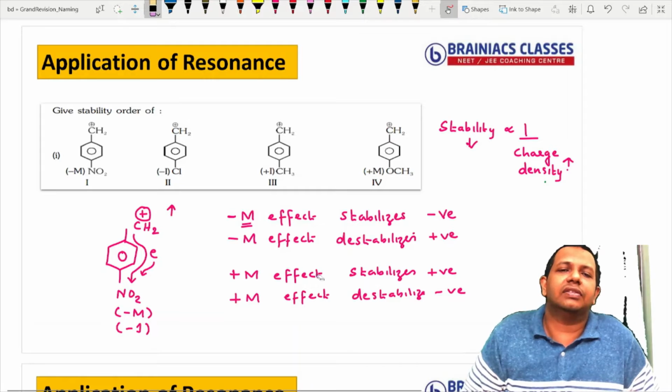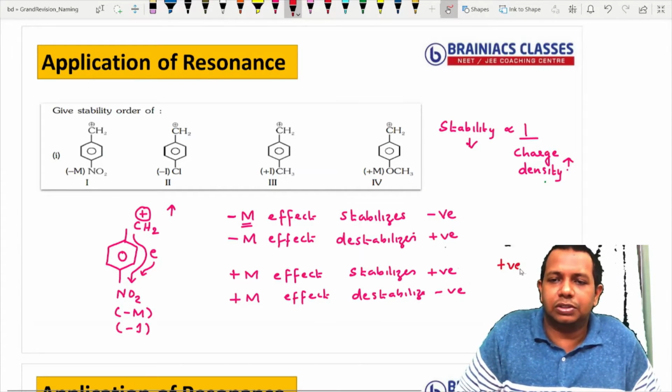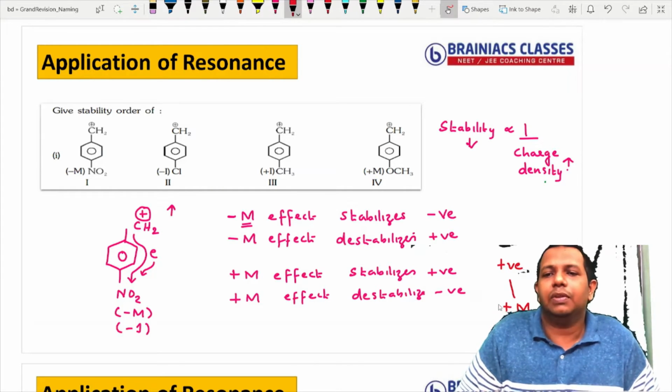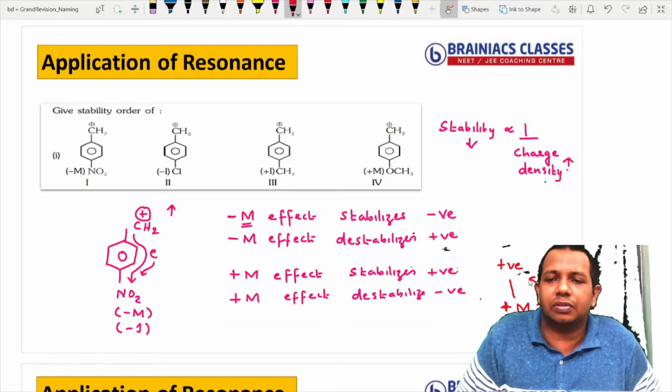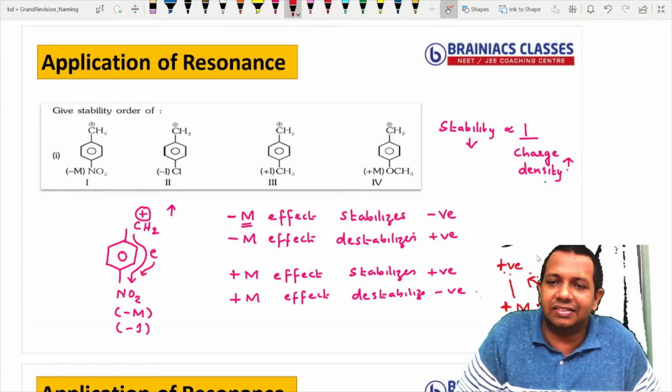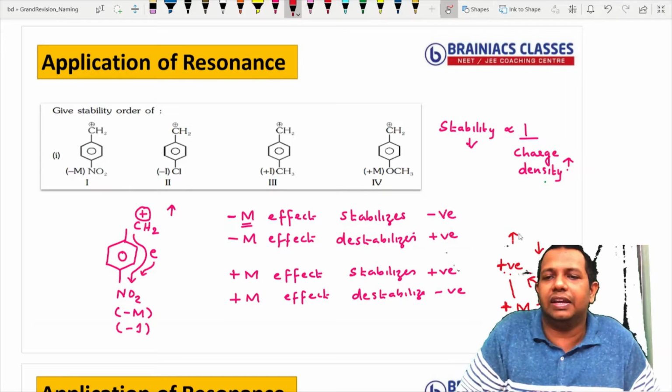That is the plus M effect. First we will take the positive charge. So a positive charge is taken and it is connected to a plus M group. If it is connected to a plus M group, what will the plus M group do? Tell me. A plus M group will donate electrons basically. So what will happen here? Here a positive charge is present and electrons are coming near to it. That means negative charge is coming near to it. So positive and negative will get neutralized. That is, charge density is decreasing. So charge density decreases, the stability will increase.